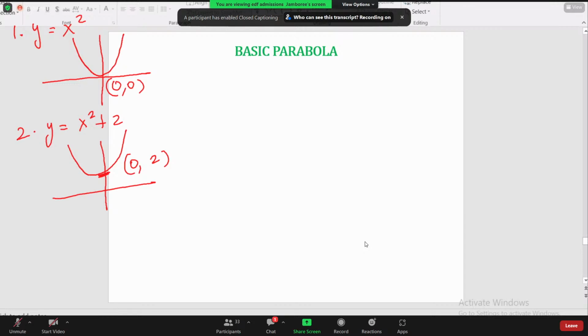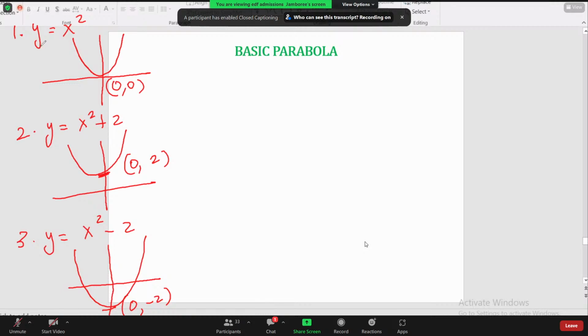Similarly, if it turns out to be, let's say, y is equals to x square minus 2. So the square of a number is least when it is equals to 0. 0 minus 2 will give you the value of y as minus 2. If you compare with the first graph, the graph will eventually shift 2 units down. So the vertex of this parabola is going to be at the point 0, minus 2. This will be the shape of the parabola.